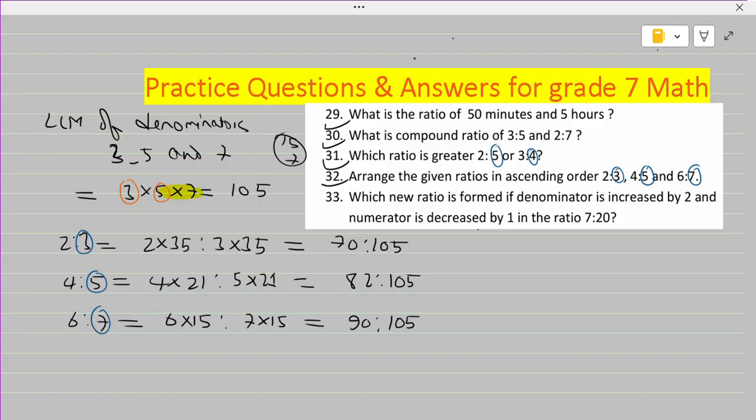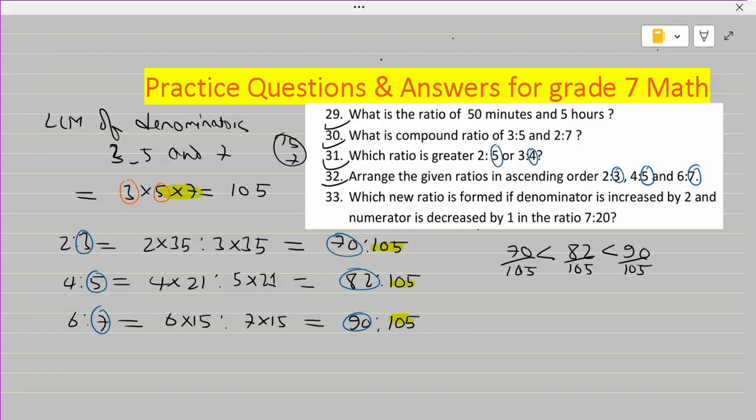So this way we have turned all three denominators the same. Now we compare the numerators 70, 82 and 90, and we have to arrange them in ascending order. When arranging in ascending order, we keep small to highest. So 70, compared to 70 the greater is 82, then compared to 82 the greater is 90. This way, when we compare the numerators, we have arranged them like this. And now let's keep their denominators here: 105, 105, and 105.